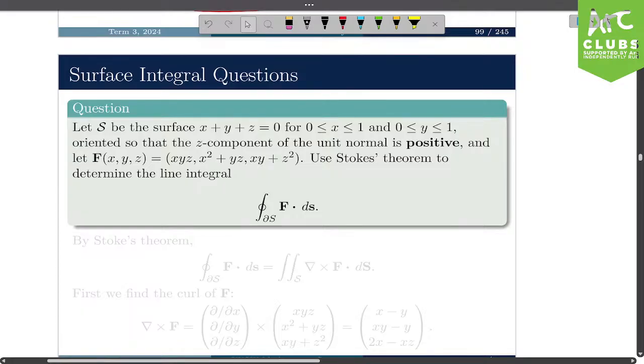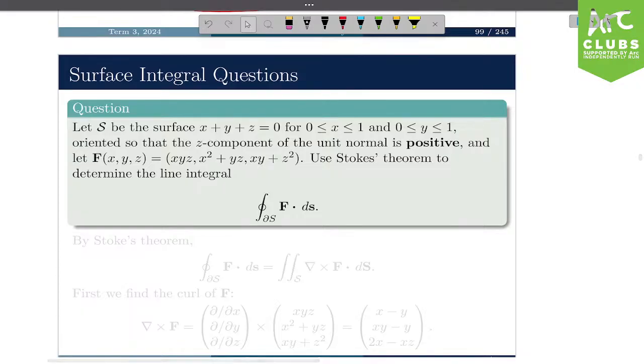Okay, so now let's actually use Stokes' theorem. So I know I said that it's good that we can go from surface integrals to line integrals, and not so much the other way, but we're going to go the other way, and we're going to turn this into a surface integral. So let S be this surface defined by x plus y plus z equals 0, so we've got a plane, and these are our bounds. And we have it oriented so that the z component of the unit normal is positive, and we've got this vector field here. So we want to use Stokes' theorem to determine this line integral.